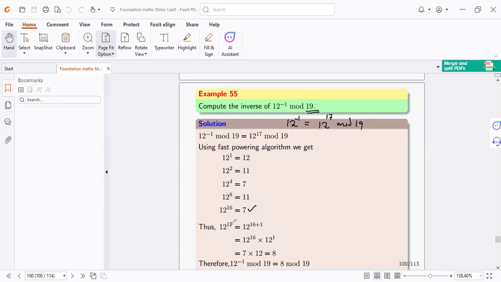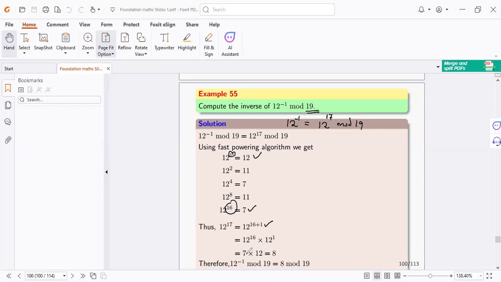Now, how do I get 17? 17 will be 16 plus 1. Those are the only powers I have, the power 1 and the power 16. So 12 raised to 17, therefore, is written like that. From here, you use the laws of indices. So that would be 12 raised to 16 times 12 raised to 1. But 12 raised to 16 is 7, and 12 raised to 1 is 12.